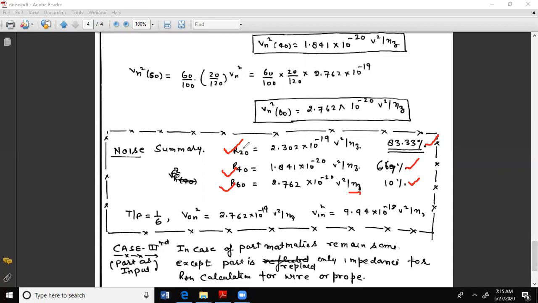So the main noise source is the 20 ohm. So just try to reduce the noise of the 20 ohm resistance. The value of the transfer function is 1 by 6. The output noise power is equivalent to this term, and the input noise power is equivalent to this term.